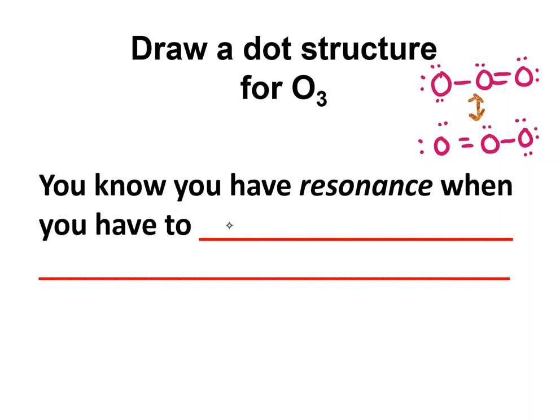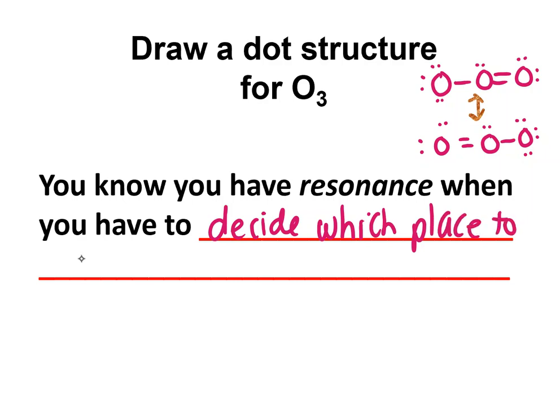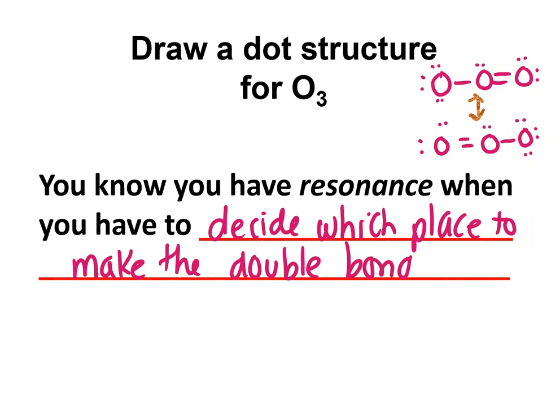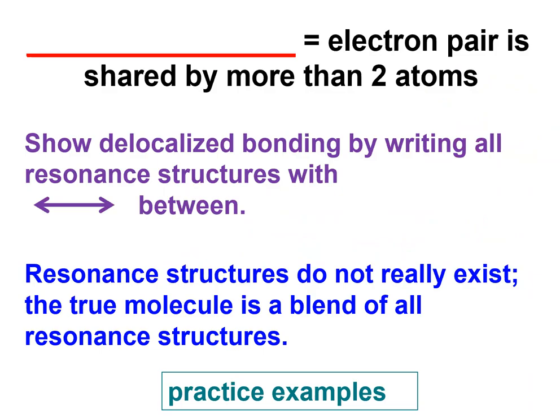is that you have to decide which place to make the double bond. That's just your clue that it is happening. It's not really representing what is happening. It's not like the double bond is here and then there. It's just your way of knowing. So if you have to choose where to put it, it means that you have resonance.